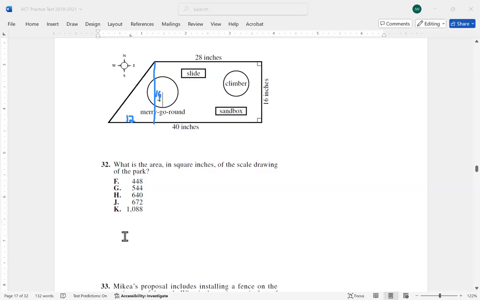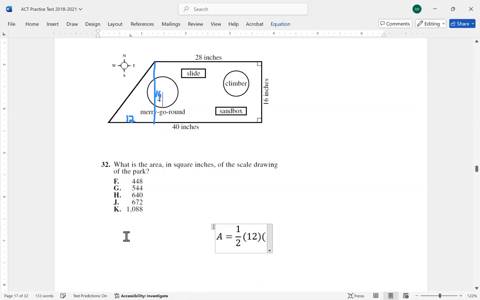Therefore, if I want to find the total area, I take the area of the triangle, that's 1/2 base times height. The base, like I said, is 12. The height is 16. Plus the area of the rectangle, which is going to be 28 times 16.